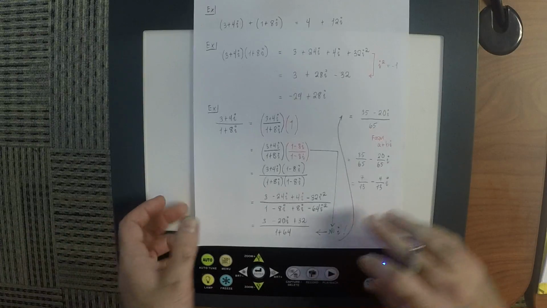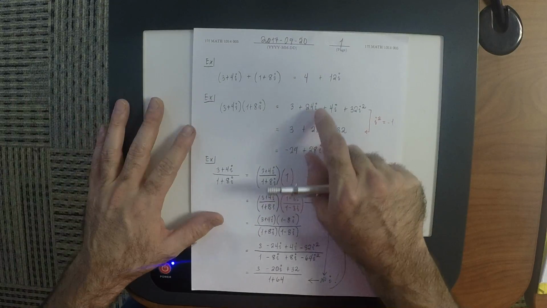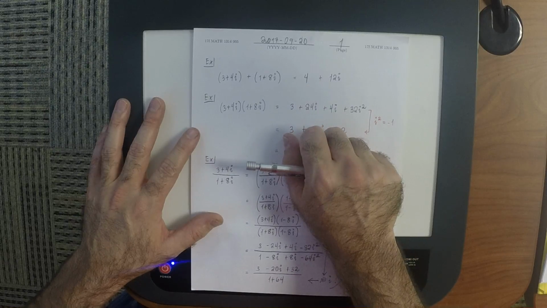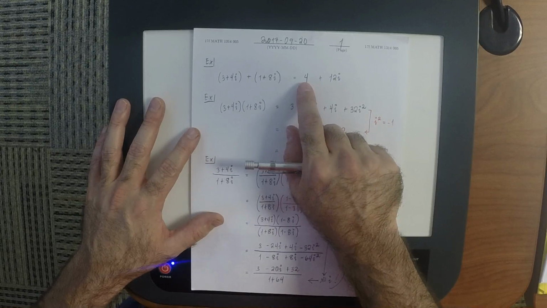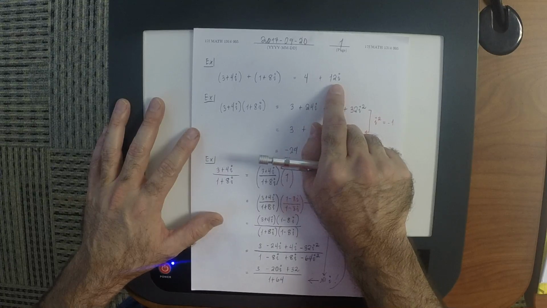Okay. So complex numbers are so called because, in this case, the adjective complex means consisting of multiple parts. They've got a real part, they've got an imaginary part. The real part for this number is 4, and the imaginary part is 12.